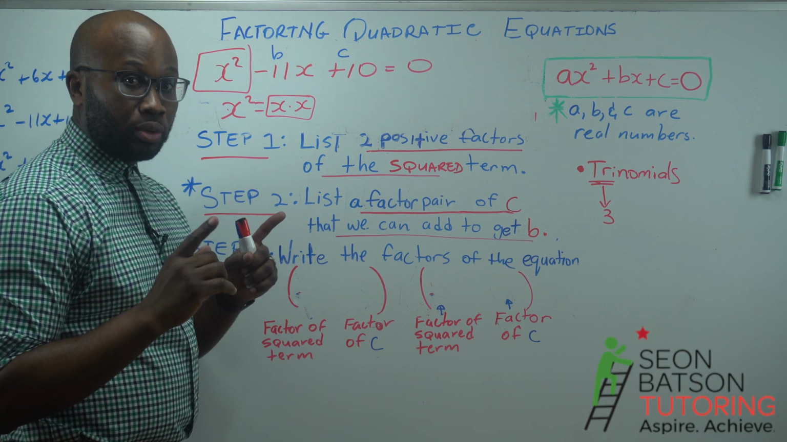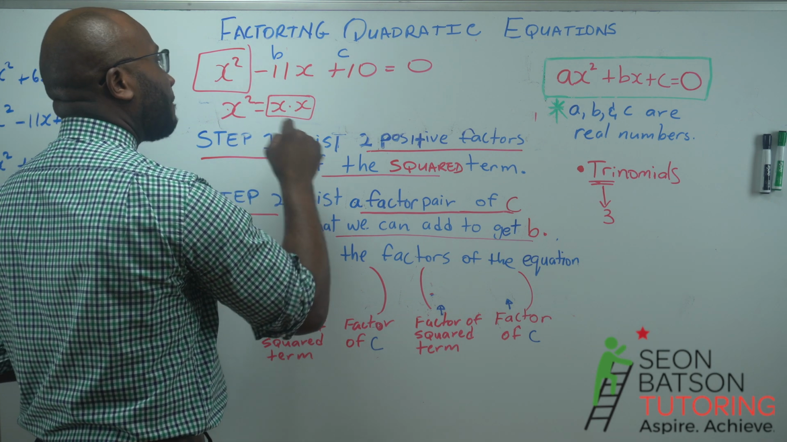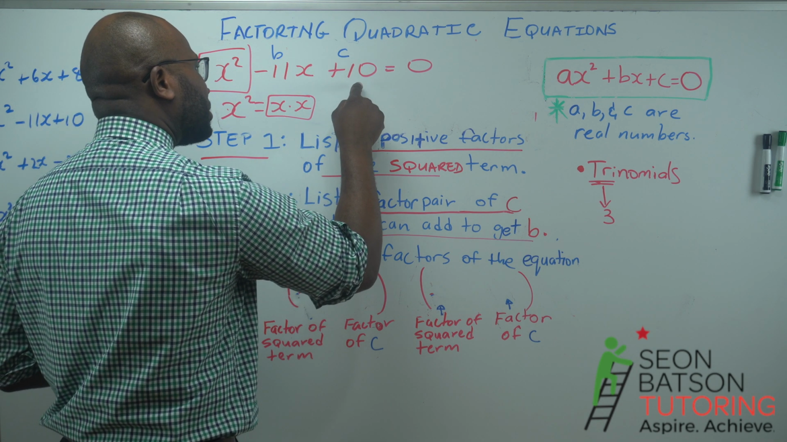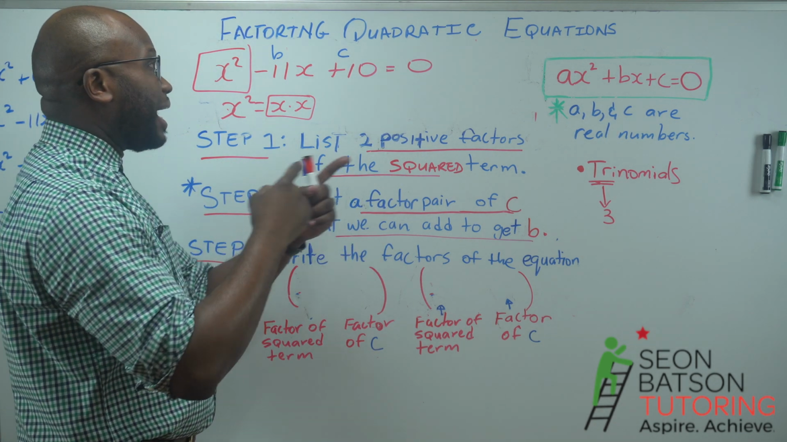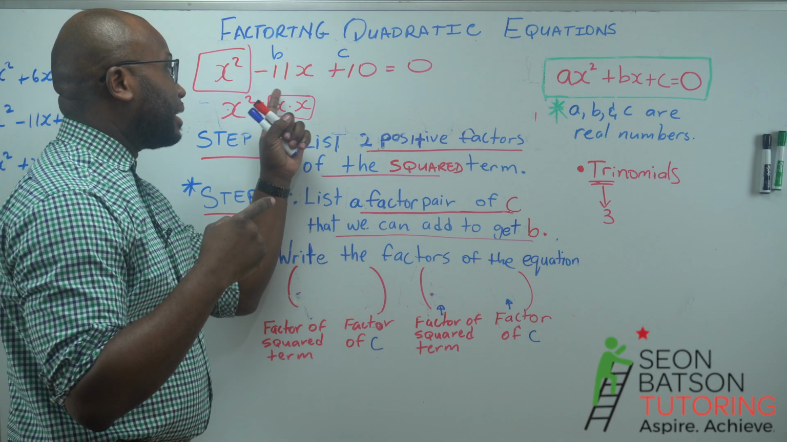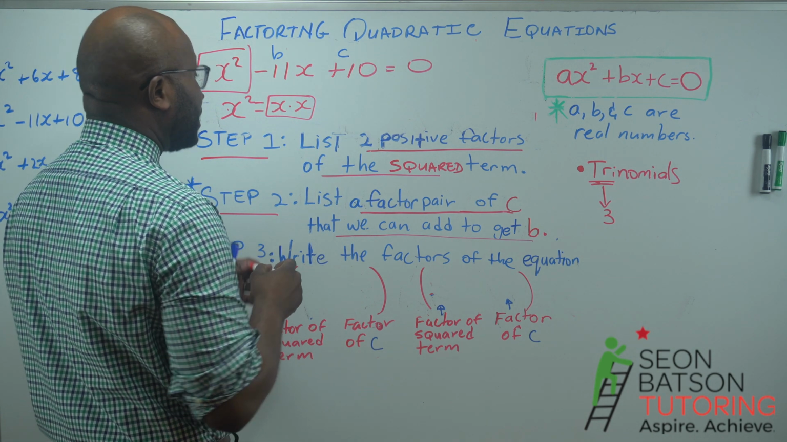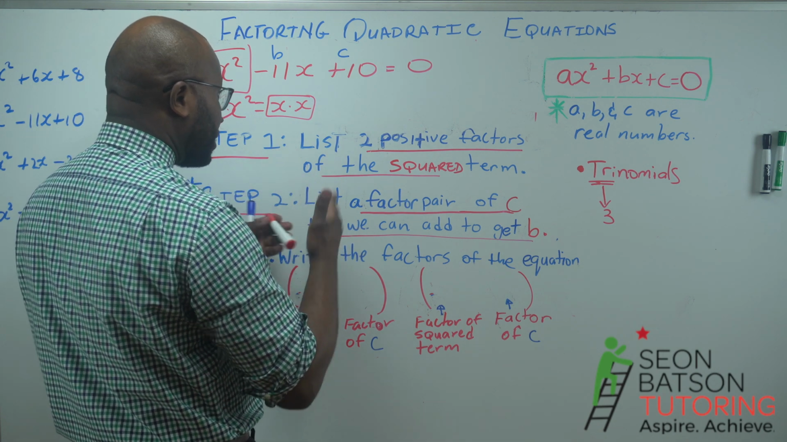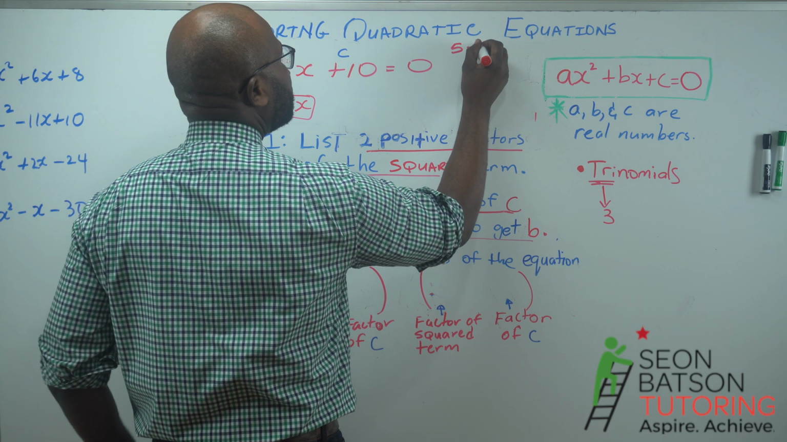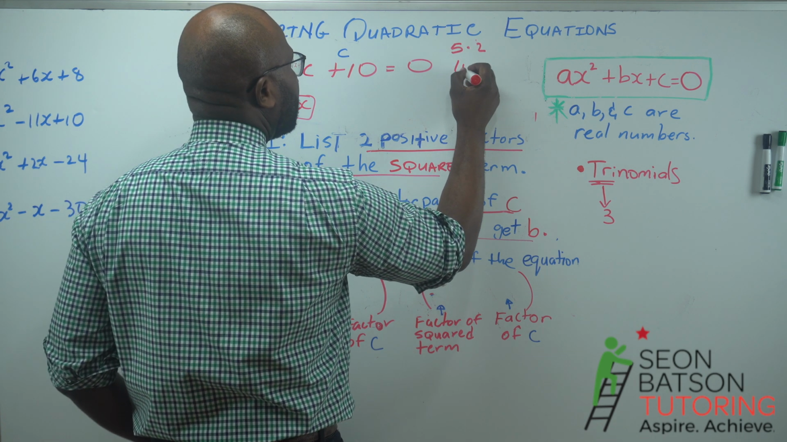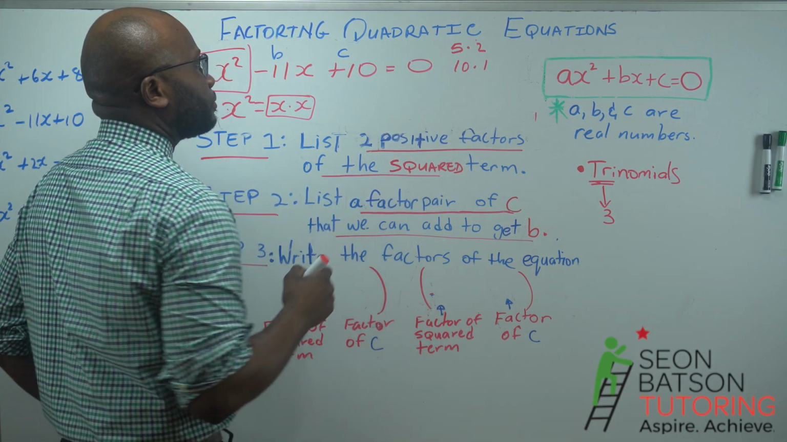Now here's a quick note. Because the b term is negative, we will have to use negative factors when listing the factors of positive 10. Because remember, when we add the factors, we need to get a negative integer. So keep that in mind. So let's go. Let's list the factors of positive 10. So we know we can use 5 times 2 and 10 times 1. 5 times 2 is 10, 10 times 1 is 10.